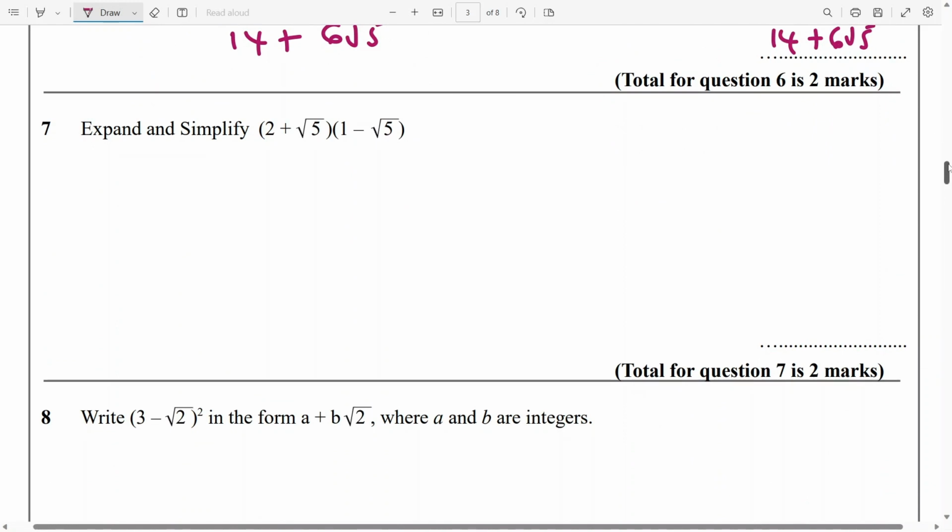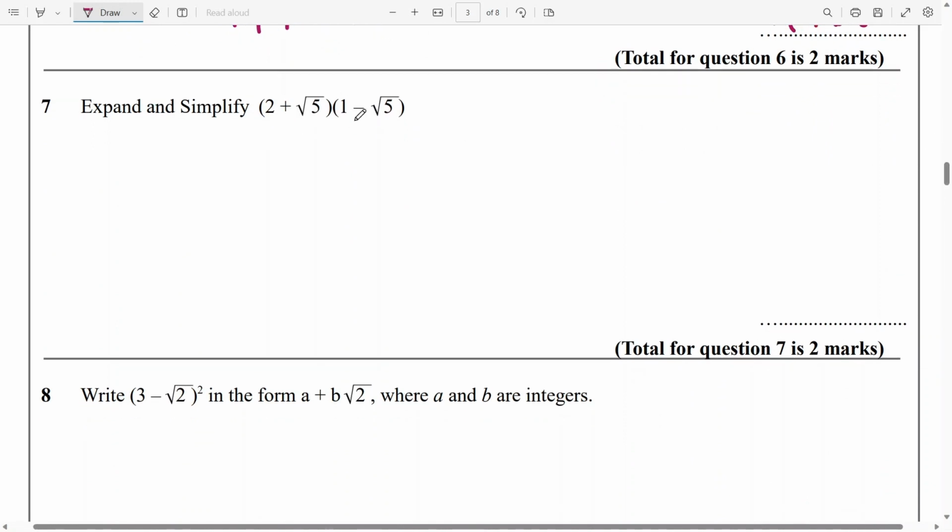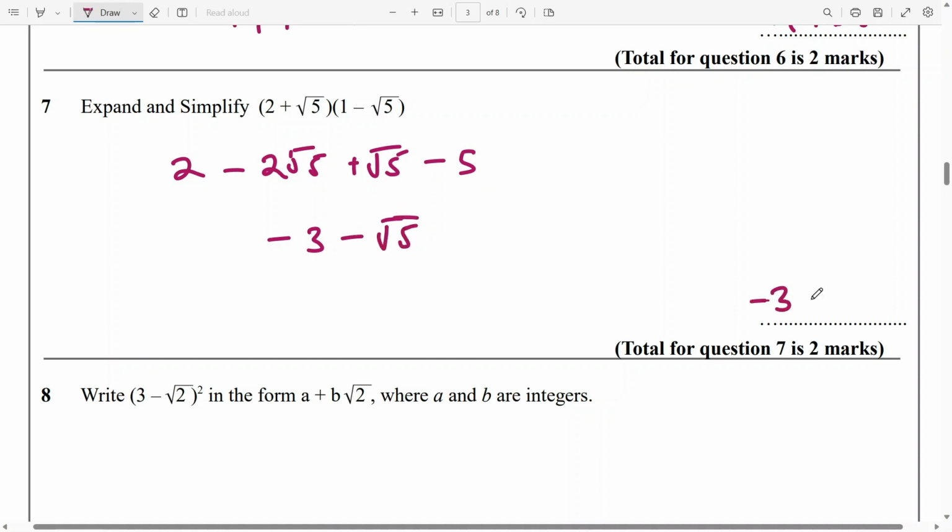Okay, for the next one, we need to simplify. So 2 times 1 is 2. 2 times minus root 5 is minus 2 root 5. And root 5 times 1 is plus root 5. And plus root 5 times minus root 5 is going to be minus 5. And this is going to simplify to 2 minus 5, that's minus 3. Minus 2 root 5 plus 1 root 5 is minus 1 root 5. So the answer is going to be minus 3 minus root 5.